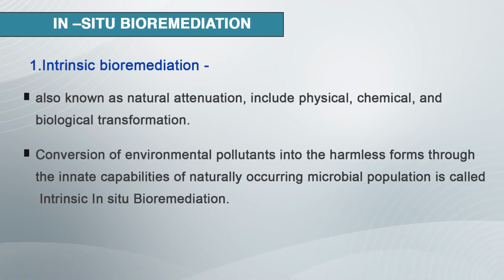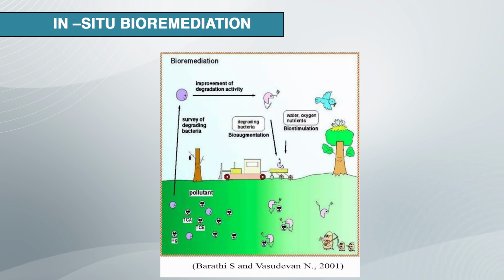In intrinsic bioremediation, also known as natural attenuation or natural remediation, the conversion of environmental pollutants into harmless forms through the innate capability of the naturally occurring microbial population is called intrinsic in situ bioremediation. This is the figure in which we see in situ intrinsic bioremediation, where the microbial population present inside the pollutant site directly participates in the bioremediation activities.